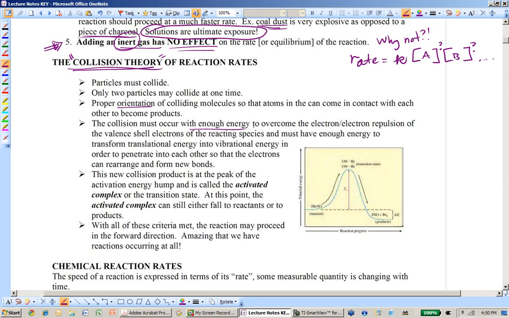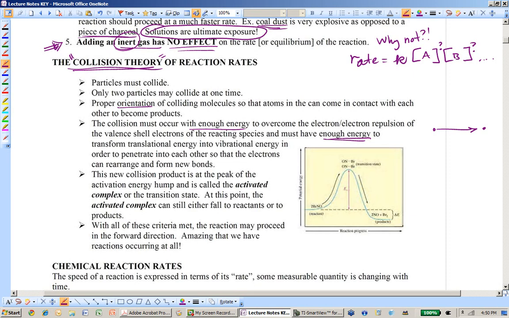so you've got to overcome those repulsions. And the reacting species must have enough energy to transform translational energy into vibrational energy in order to penetrate into each other and their electron clouds so that the electrons can rearrange and form new bonds. I realize that sounded very dirty, but in essence, what we're saying is molecules move from hither to yon, and that's translational. But what makes bonds happen involves more vibrational energy.